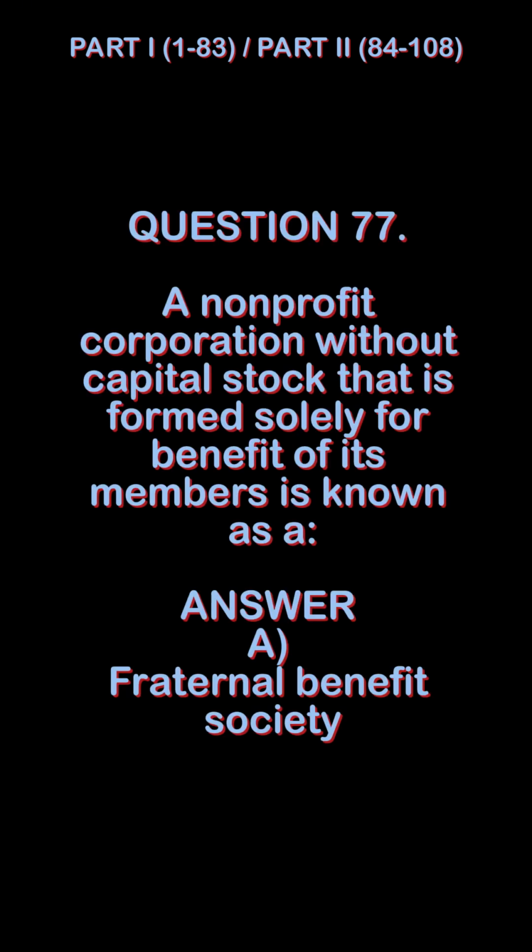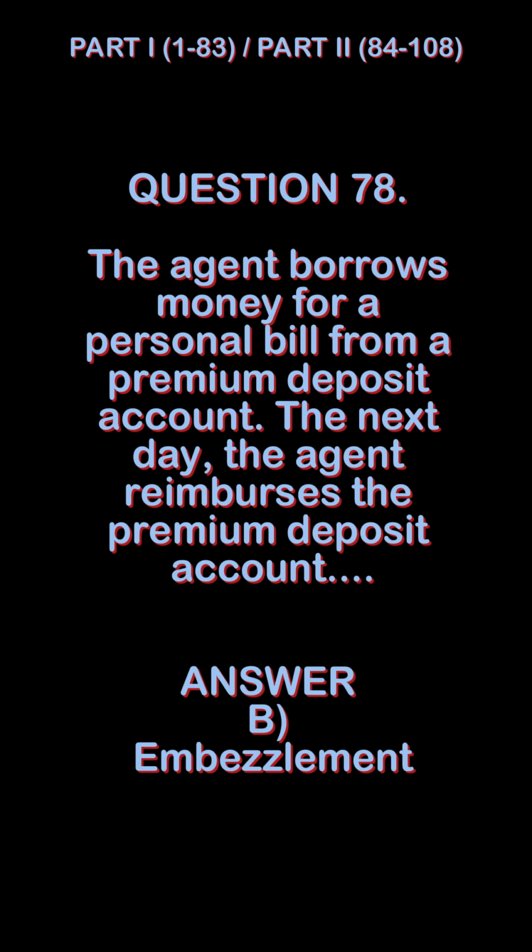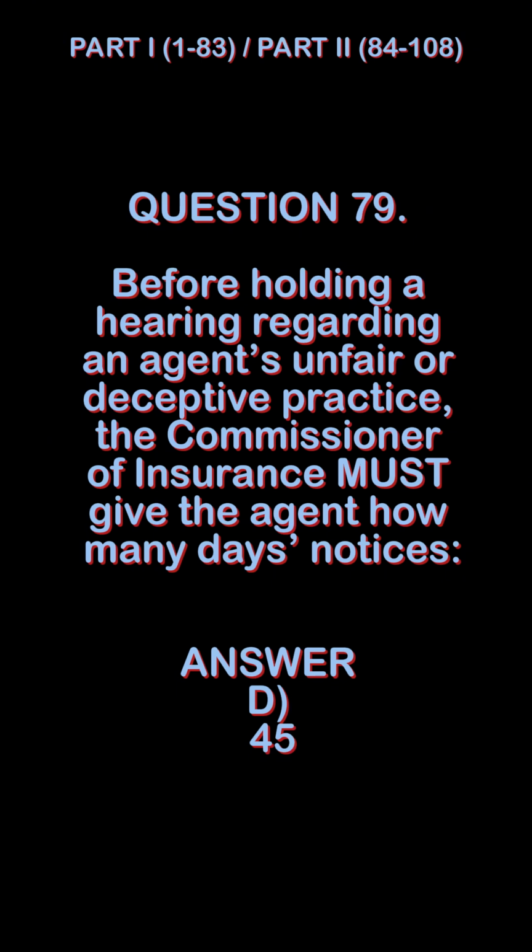Question 77. A nonprofit corporation without capital stock that is formed solely for the benefit of its members is known as a. Answer: A. Fraternal Benefit Society. Question 78. The agent borrows money for a personal bill from a premium deposit account. The next day, the agent reimburses the premium deposit account. Answer: B. Embezzlement. Question 79. Before holding a hearing regarding an agent's unfair or deceptive practice, the Commissioner of Insurance must give the agent how many days' notice?